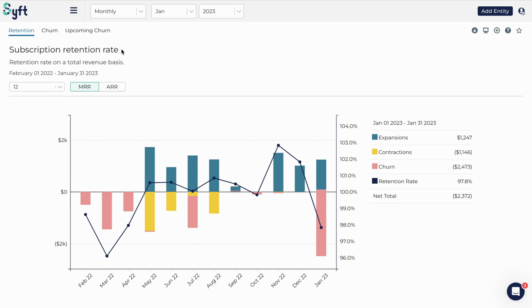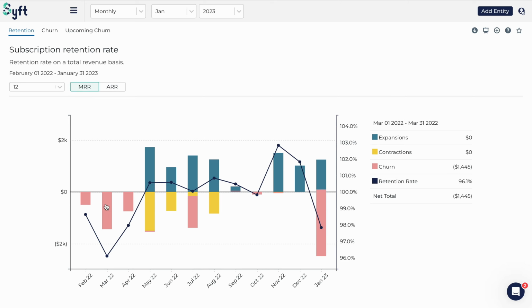Within the retention tab, we can look at our retention rate, which is the retention rate on a total revenue basis for various different periods. So we can choose how many periods we want to look at over here. And we can choose if we want to see the monthly recurring revenue or the annual recurring revenue, and you can just toggle between the two over here. We then get a graphical view with key metrics.